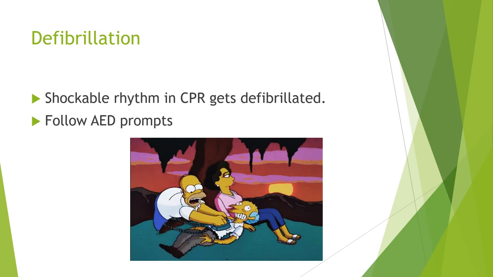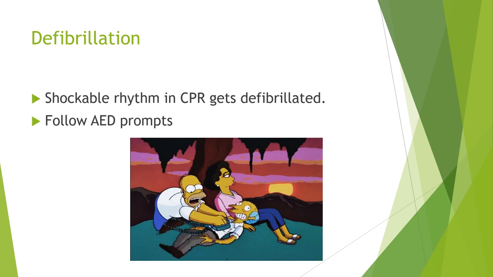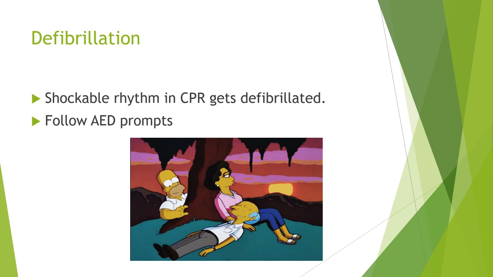If the patient is in ventricular tachycardia or ventricular fibrillation, the AED will want to defibrillate. You're going to immediately apply the pads and shock the patient. You're going to continue CPR for 2 minutes while establishing IV or IO access if available, and if the patient is still in VTAC or VFib, you will shock again after the 2 minutes.